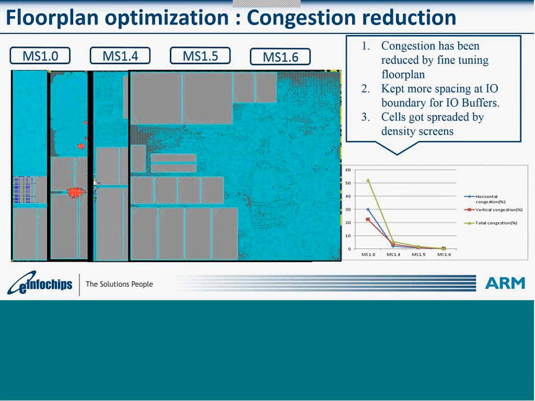So you can see on the graph, we initially started with MS1.0 where the congestion was really, really high, and then we started fine-tuning the floor plan. So the congestion got converging. Then at MS1.6 the congestion was completely 0. So in MS1.6 we didn't have any shorts. We could solve all the shorts, and congestion was completely 0. And we could close the timing as well.